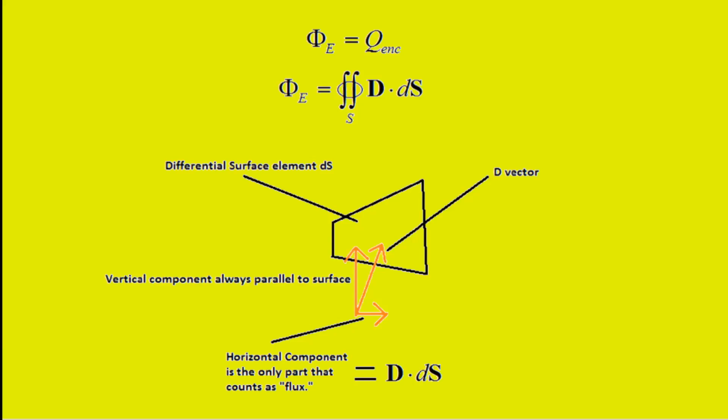The square represents some differential amount of surface dS. The D vector, shown in orange, always has a tangent and normal component. The tangent vector will always be parallel to the surface and technically never goes through the surface. Therefore, it contributes no flux. The only component that contributes flux and passes through the surface is the normal or horizontal component, which is equal to D dS cosine theta, or simply D dot dS.